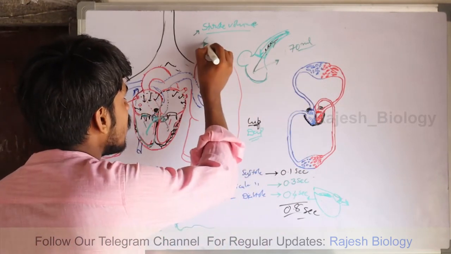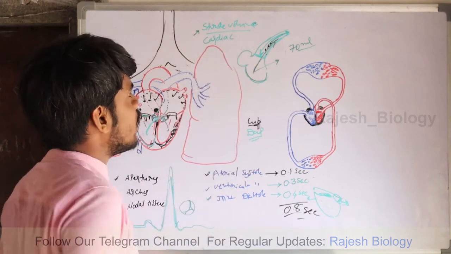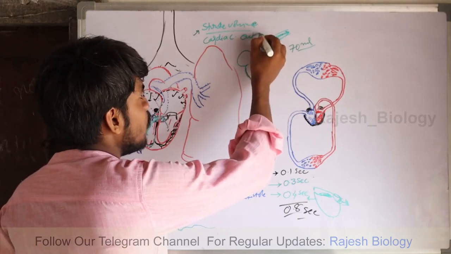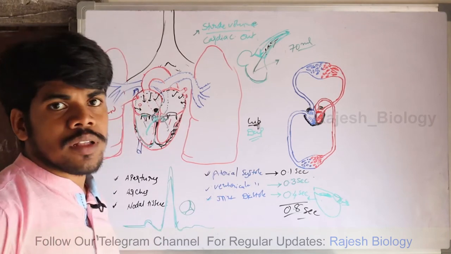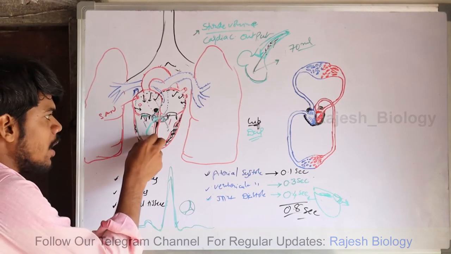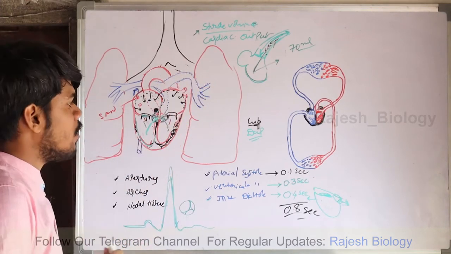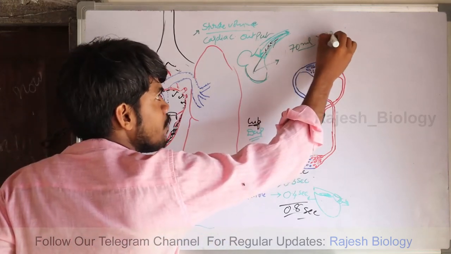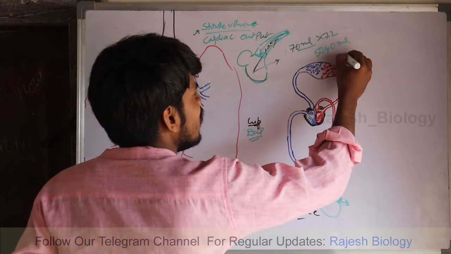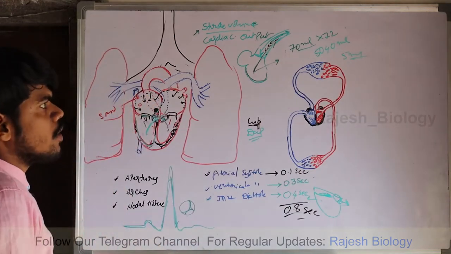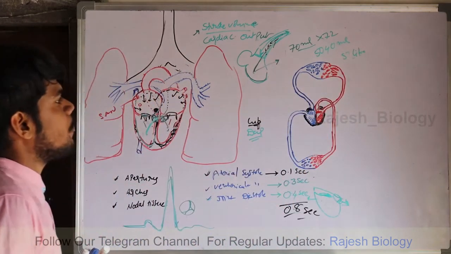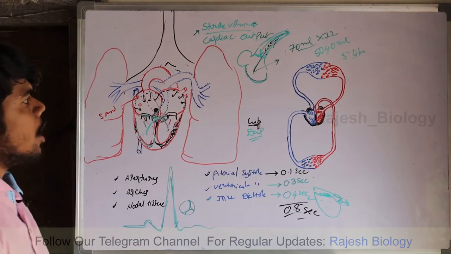And another word, cardiac output. Cardiac output means the volume of blood which is sent out by each ventricle per each minute. Each beat is 70 ml. For each minute, there are 72 beats per minute. So 70 into 72 is 5040 ml. That is nearly 5 liters. So it is known as cardiac output.